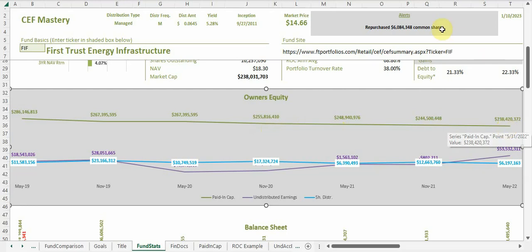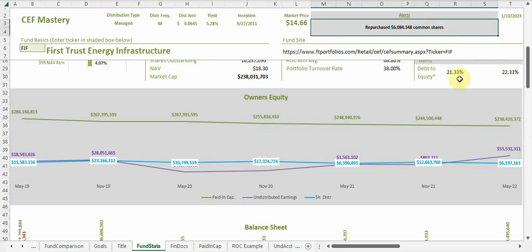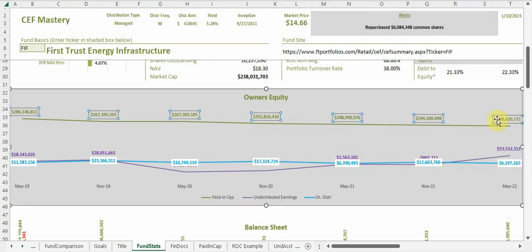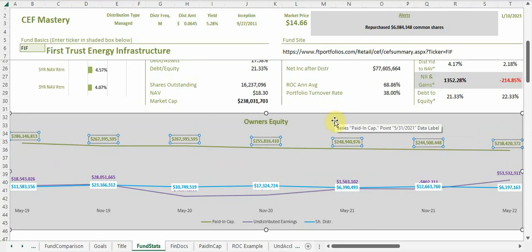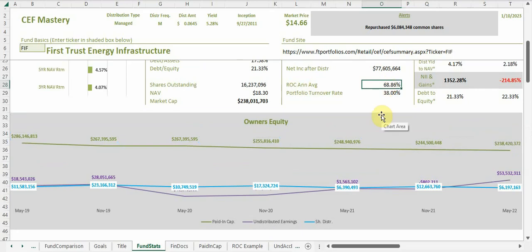And if you look up at the alerts box, you can see they repurchased just over $6 million in common shares. If you look at the difference between this 6-month period and the previous 6-month period, it almost equates to $6 million plus to the dollar. Now, I actually looked into the history of this fund, and I happen to know that the majority of these declines were the result of the fund repurchasing their own shares. However, since May 2019, when we started recording history for this fund, it does have a return of capital annual average of 68.86%.